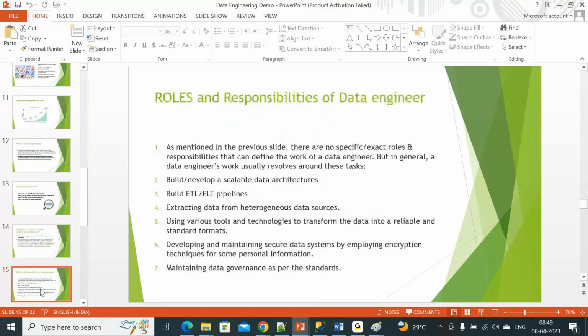Next, coming to the roles and responsibilities of a data engineer. As mentioned on the slide, there is no specific exact role or responsibility that defines the work of a data engineer, but in general we build and develop scalable data architecture. Data architecture is nothing but a predefined model. When you are getting this much data, I build a model of the activity and apply this architecture on my data so that it gives the desired result. We build ELT and ETL pipelines, as I said, data pipelines, extracting data from heterogeneous data sources.